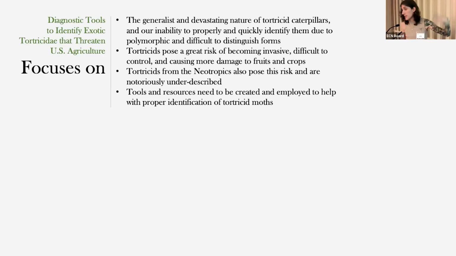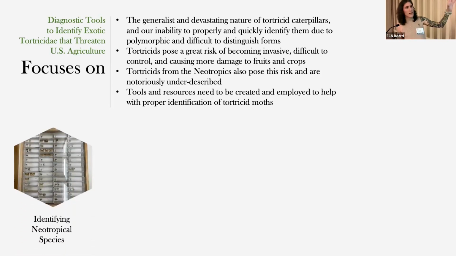There's one person named Dan Janzen that lives half the year in Costa Rica and spends a lot of time sequencing these things and breeding them so we can kind of figure out what they might feed on. And so because of this, tools and resources need to be created and employed to help us properly identify these things. And I want to talk a little bit about the tools and resources that I have learned and used since then. And so any good systematicist or taxonomist will start with this.